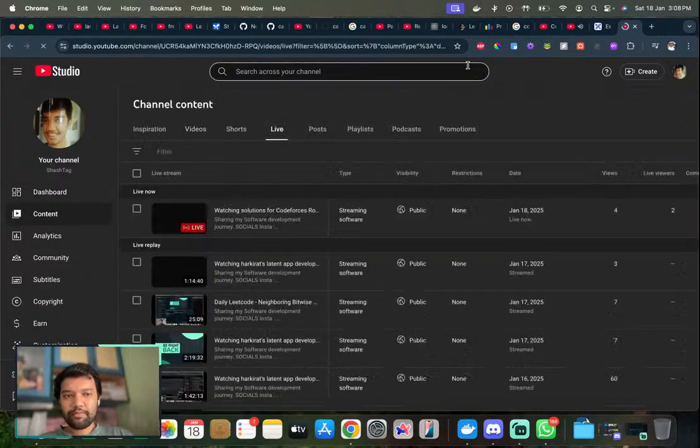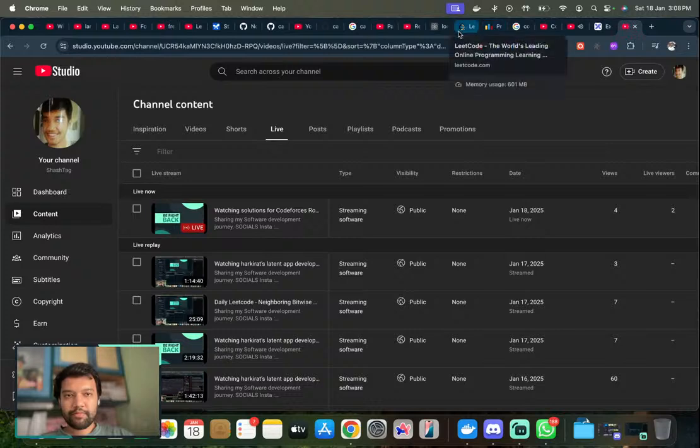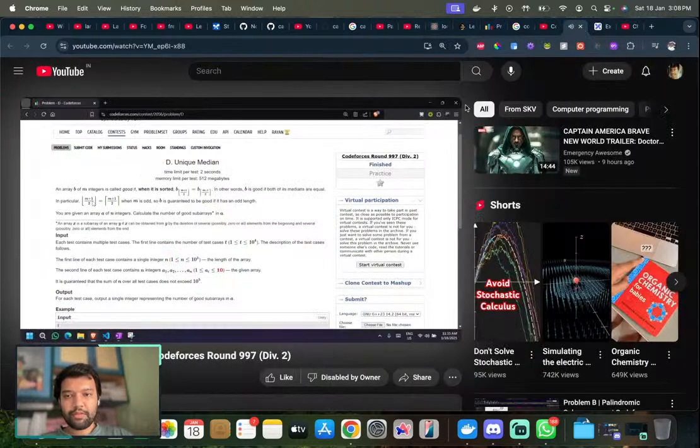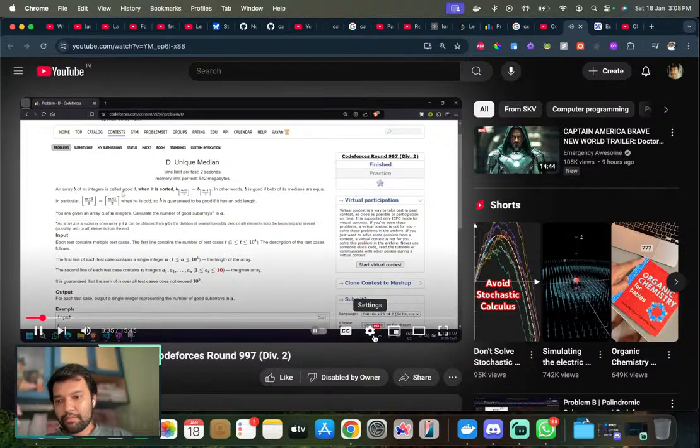In other words, B is good if both of its medians are equal. And in particular, if m is odd, then both values are the same. So this was my thought process: I just counted out all the odd medians for this question. And then with the evens, I had a problem.